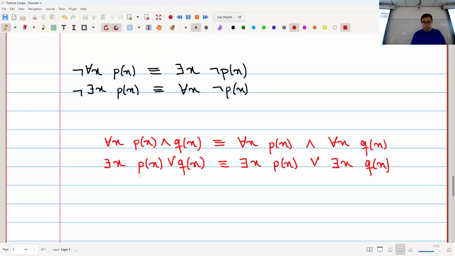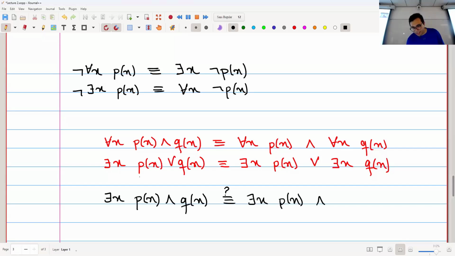Okay. But now, here are the interesting parts, the logical fallacies, what you see in debates by people who don't understand mathematics. Can we do this? There exists an x, P of x and Q of x. Is this equivalent to there exists an x P of x and there exists an x Q of x? No, this is not equivalent.